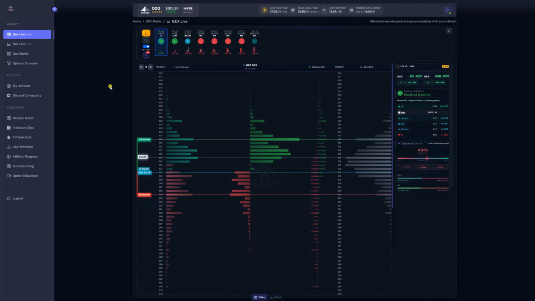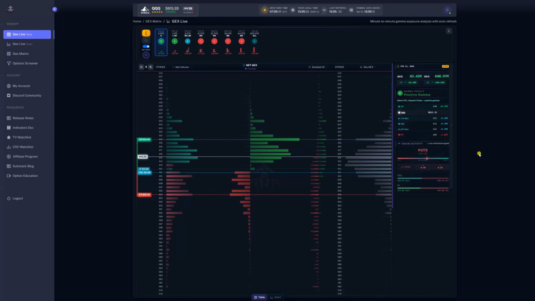Now let's go back to QQQ and 0DT. Here we see different levels, and you also see the metric. Yesterday, put activity was more dominant than call activity. So I guess these are the most important aspects of the GEX Live table.